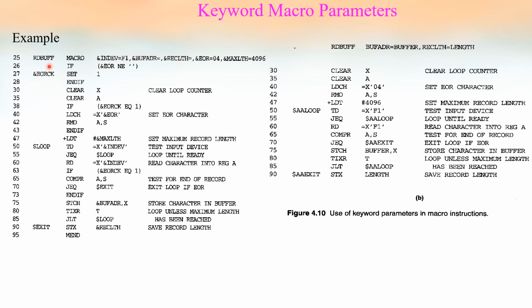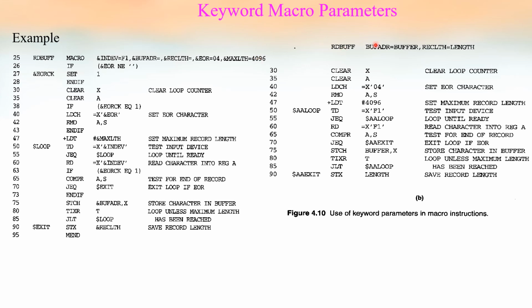So see this example, the definition of the RDBUF macro. These are the parameters, and each parameter is associated with a keyword. The first parameter is the input device, and a default value is given here. The second parameter is the buffer address. Then the third parameter is the record length, and the fourth parameter is the end of record, for which also a default value is given. The next parameter is the maximum length, and that also has a default value given here.